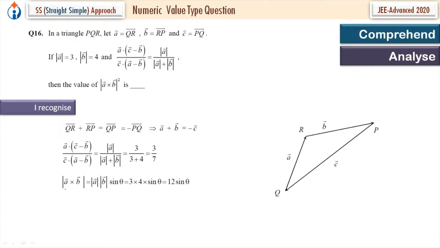Now the magnitude of vector A cross B is the magnitude of vector A into the magnitude of vector B into sine theta, which is 3 into 4 into sine theta, 12 sine theta. So I have the magnitude of vector A cross B in terms of theta. So I need to find the value of sine theta. If I get this value, I'll get the magnitude of vector A cross B whole square.